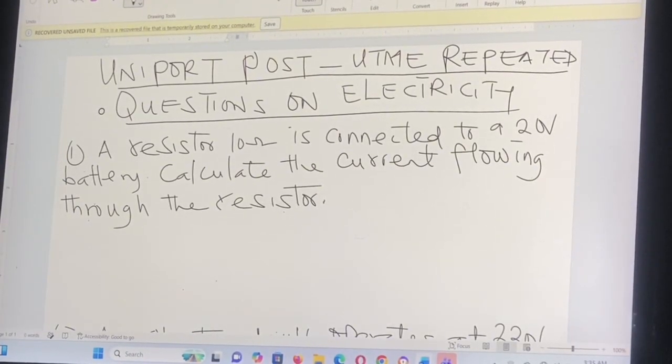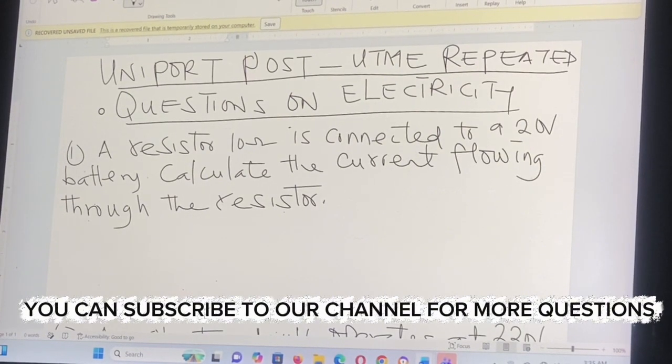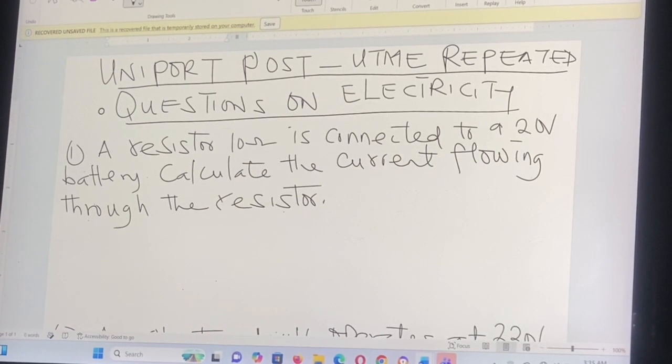In this video, we're going to focus on Uniport post repeated questions on electricity. Let's solve one of the questions here. They said a resistor of 10 ohms is connected to a 20-volt battery. Calculate the current flowing through the resistor.